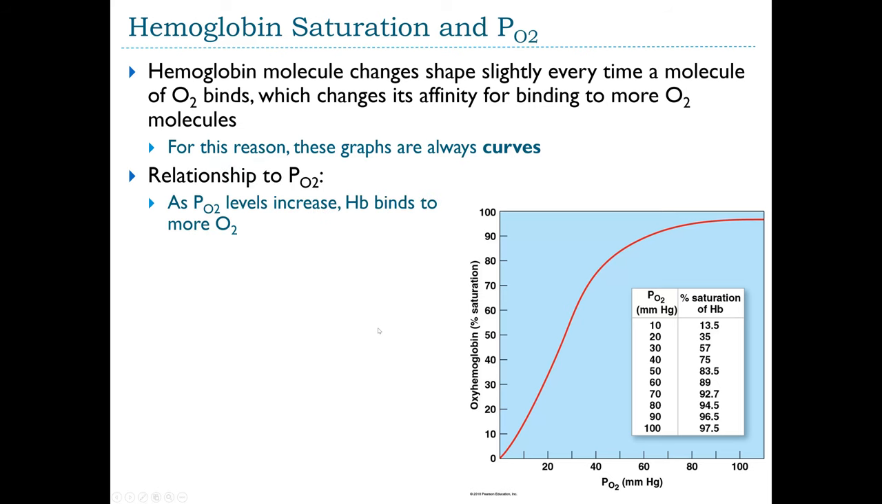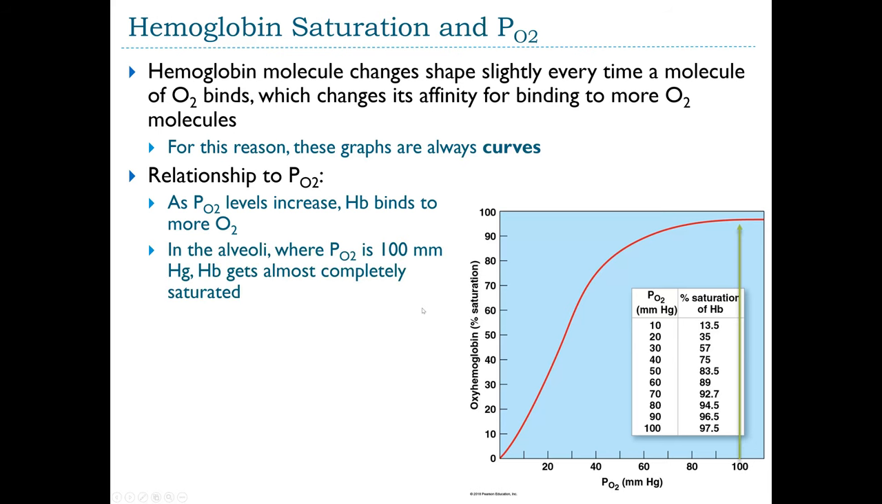So let's take a closer look at the hemoglobin saturation and see how it relates to oxygen levels. So what this graph is showing you is that as the partial pressure of oxygen increases, the hemoglobin is binding to more oxygen. So at very high levels of oxygen pressure, you're going to approach 100% saturation of the hemoglobin. So in the alveoli, where the partial pressure of oxygen is 100 millimeters mercury, the hemoglobin gets almost completely saturated. So again, this is an average, and that's why it never actually reaches 100.